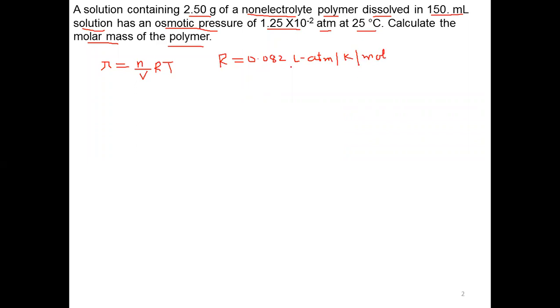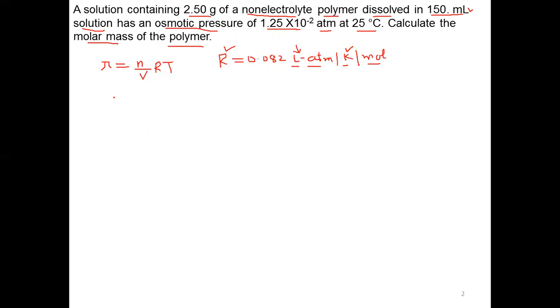Why? Because if data is not specified in these units, we have to convert the data into these units of R. For example, here volume is given in ml, but the unit of R says we have to use liter, so we have to convert ml into liters. Temperature is given in degree Celsius, but this value is calculated when we take temperature in Kelvin, so we have to convert this temperature also to Kelvin.